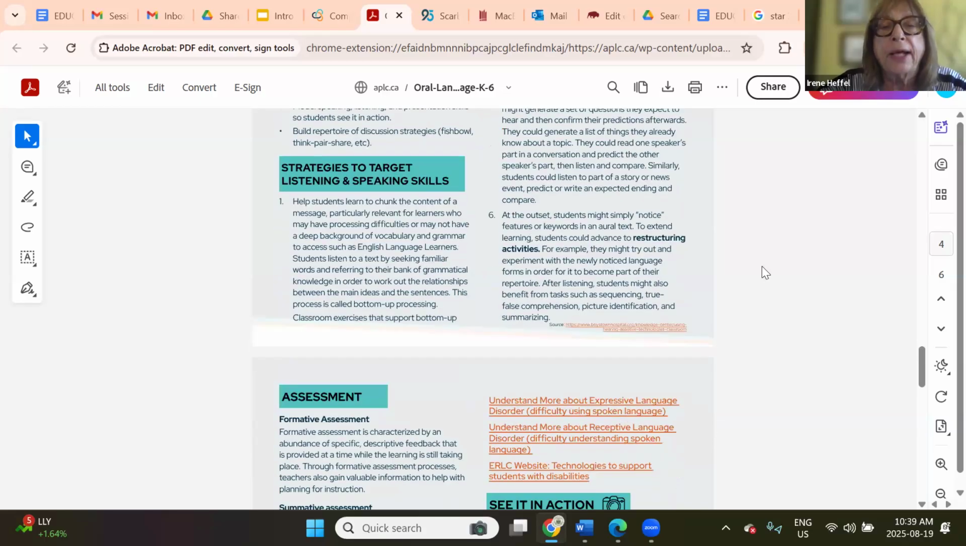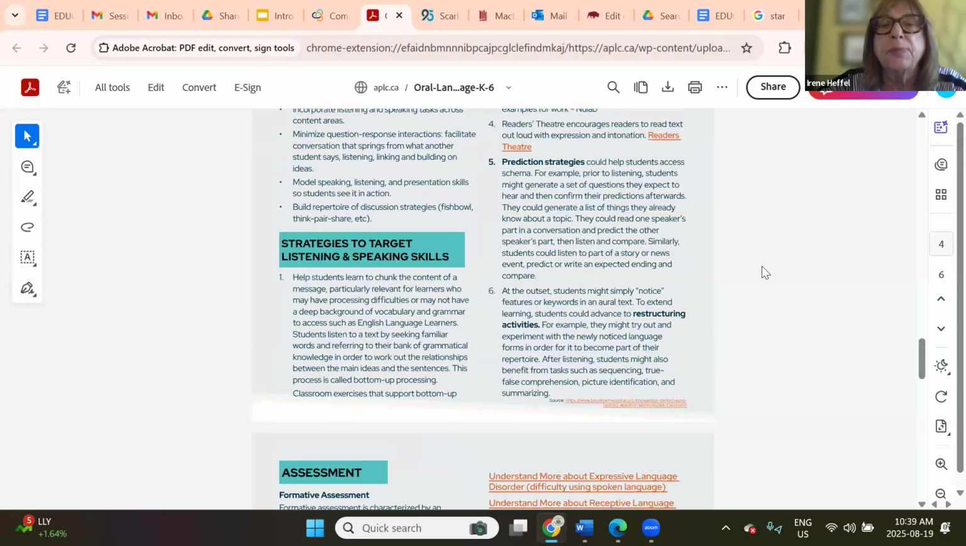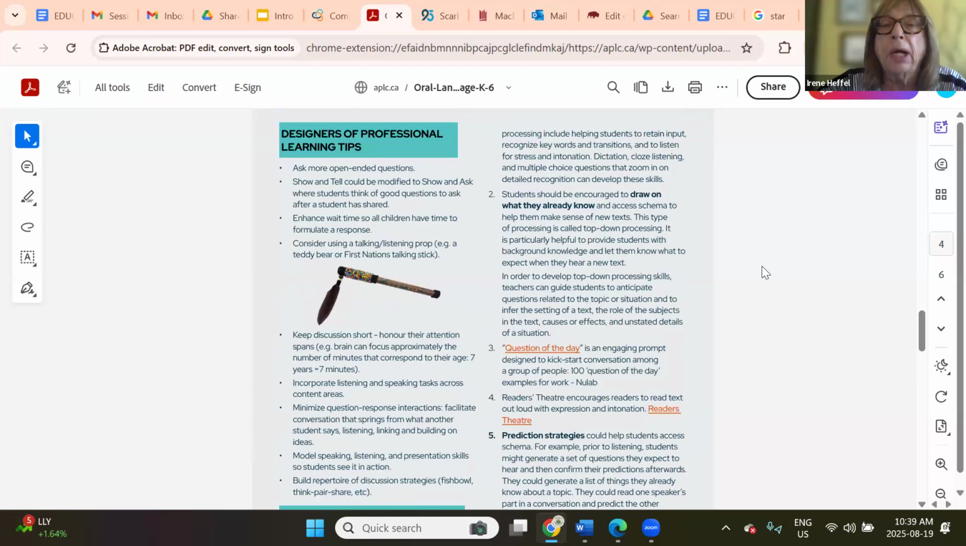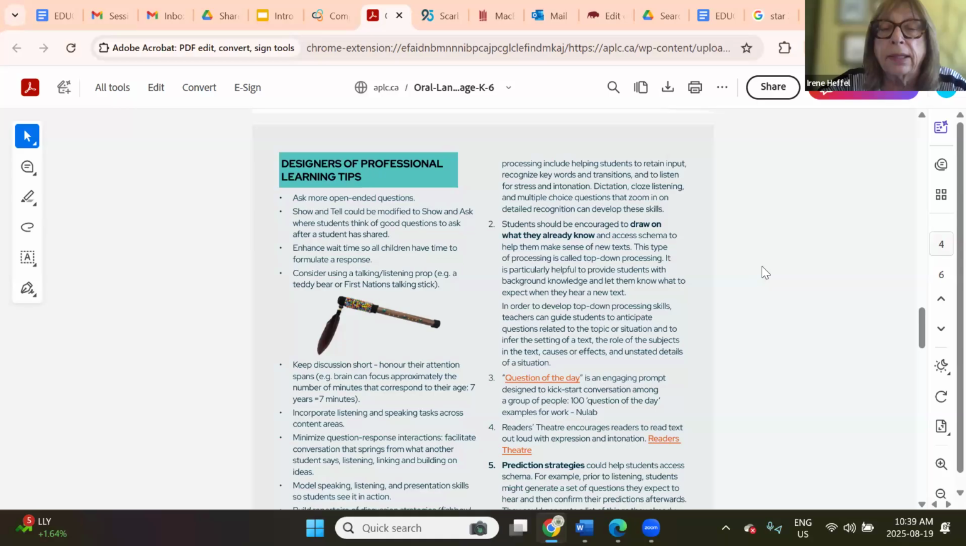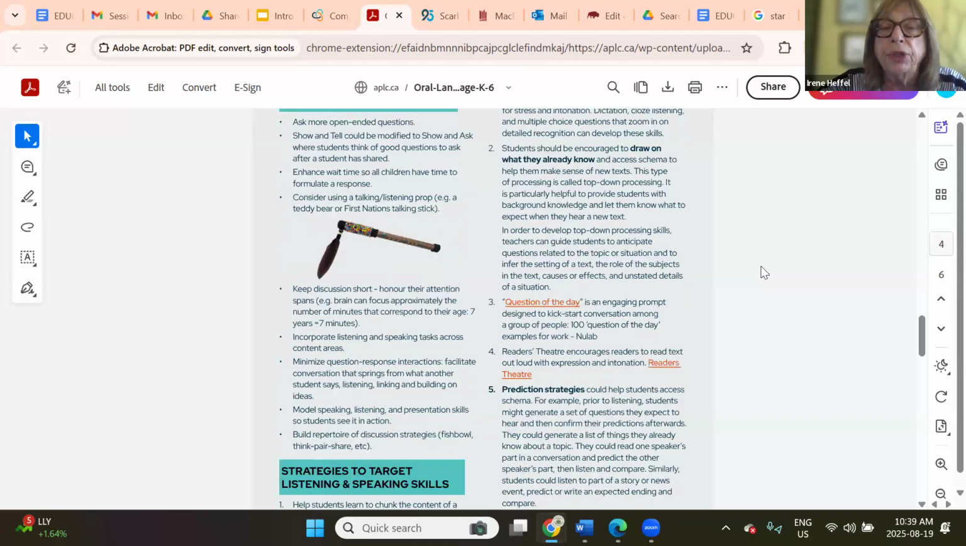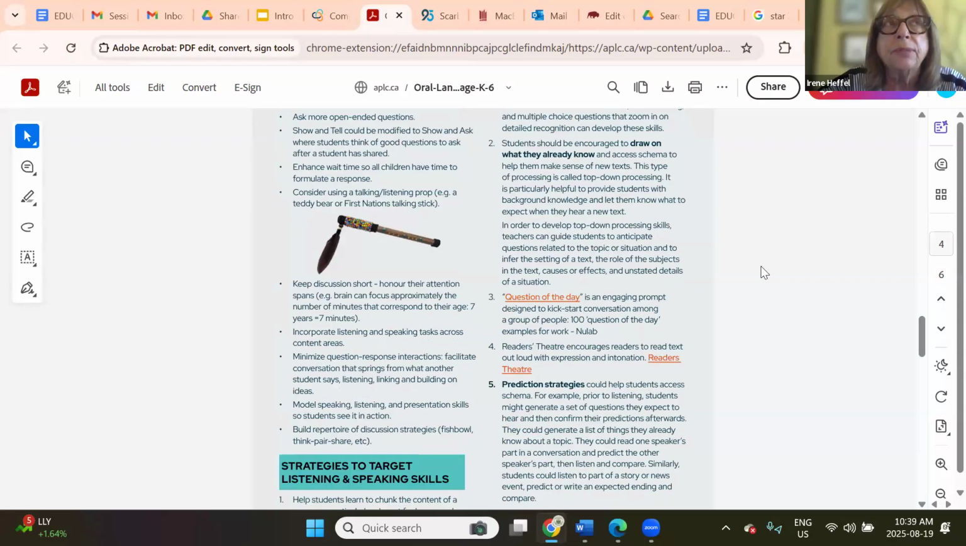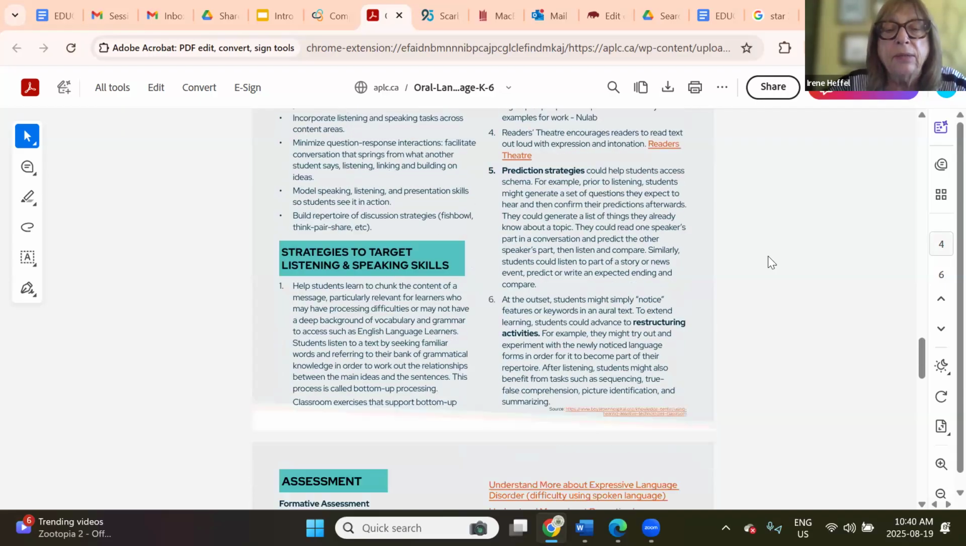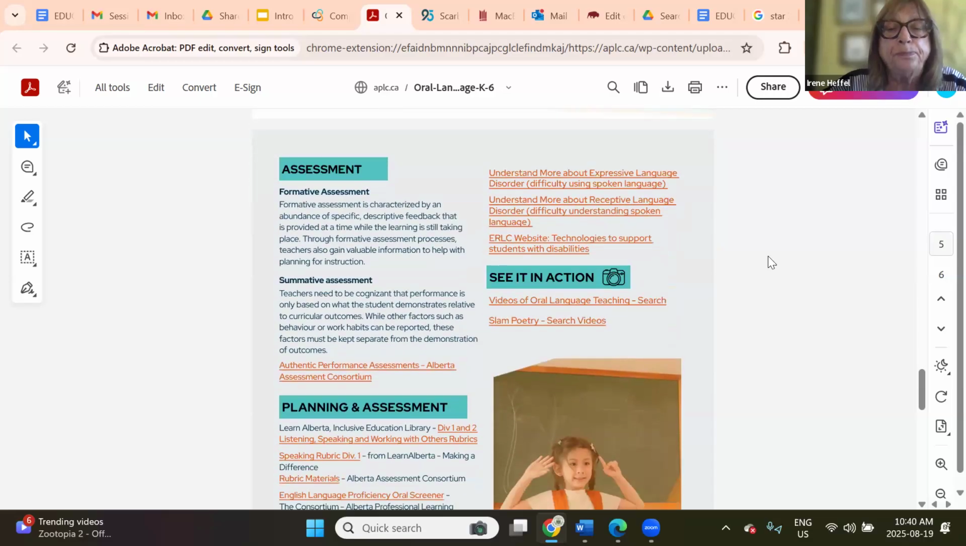And then we move into strategies that target listening and speaking skills. And again, we've got some links and that kind of thing that you can use. And oral language is a bigger separate piece, not separate, but part of all the key components. So it's really worth having a look at that. So we do provide strategies that you can look at and use, and some links. And then we move on to assessment.